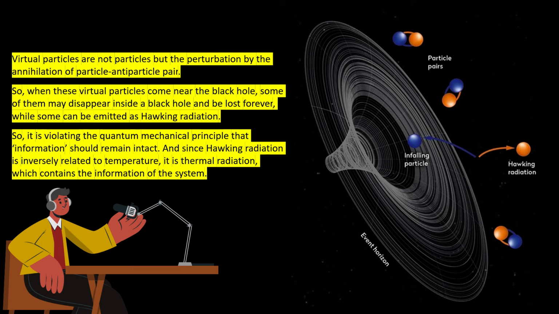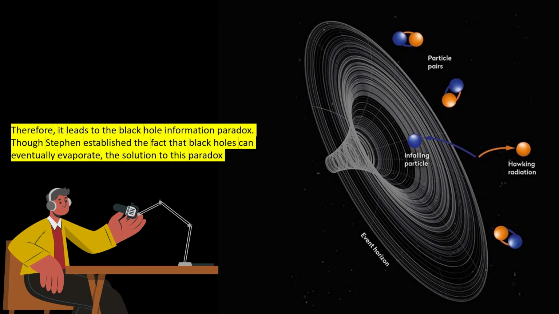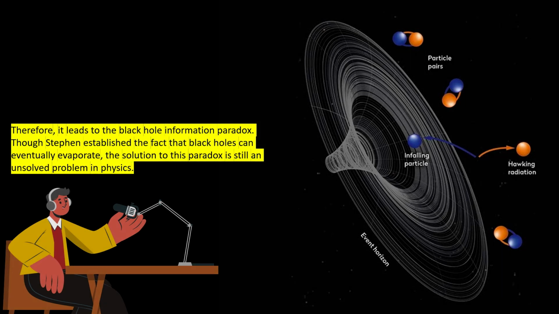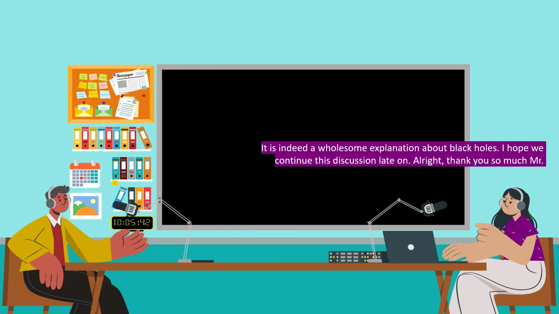And since Hawking radiation is inversely related to temperature, it is thermal radiation, which contains the information of the system. Therefore, it leads to the black hole information paradox. Though Stephen established the fact that black holes can eventually evaporate, the solution to this paradox is still an unsolved problem in physics. It is indeed a wholesome explanation about black holes. I hope we continue this discussion later on.